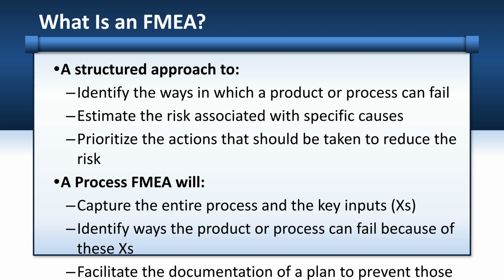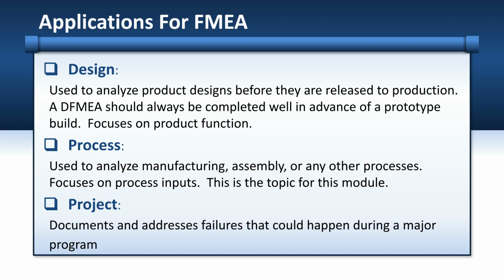FMEA is a structured approach to identify ways a product or process can fail, estimate risk, and prioritize actions to reduce that risk. A process FMEA captures the entire process and key inputs, identifies failure ways, and facilitates a plan to prevent those failures. FMEA has applications in design, focusing on product function, and in process, analyzing manufacturing or other processes, and focusing on process inputs, which is the focus of this video. It is also used in project to document and address potential failures during a major program.